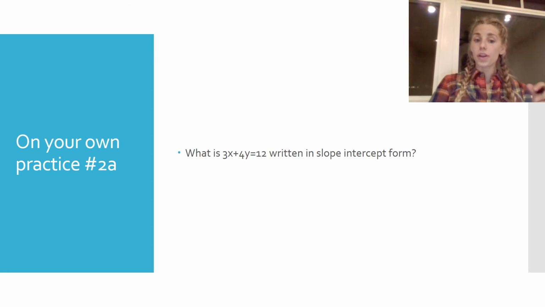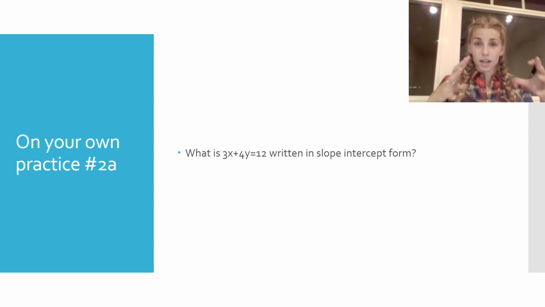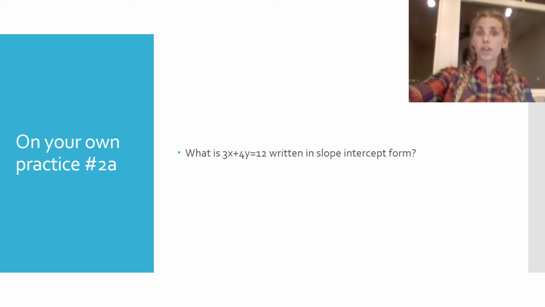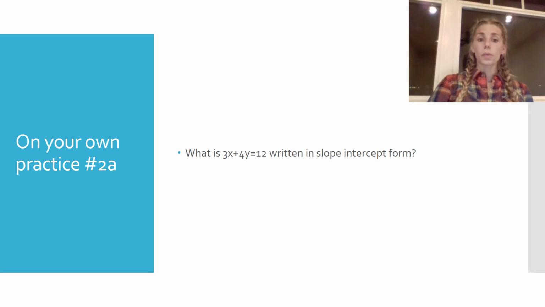Okay, I hope that you've had some time to do this and that you've done it in detail in your notes, so that you can identify where you went right or where you may have gone wrong. So I'm going to demonstrate for you how we solve this problem. We have 3x plus 4y equals 12.